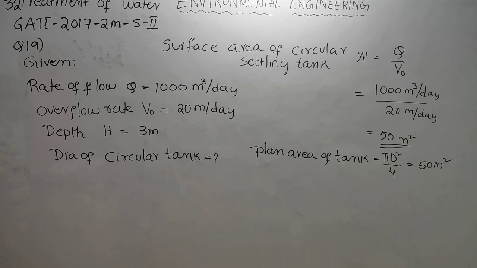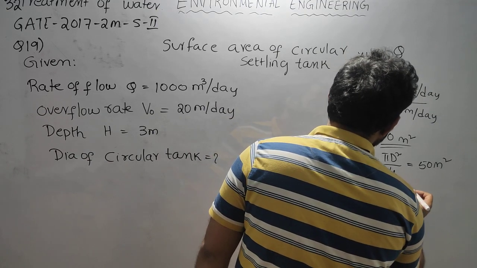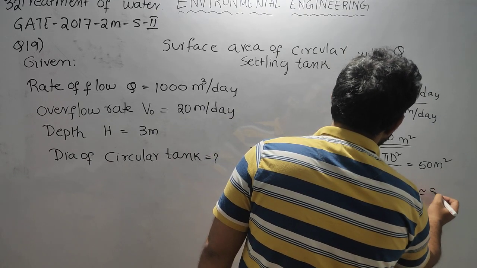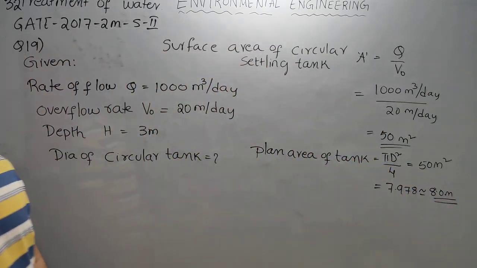That is equal to 7.978, rounded off to 8 meter. 7.978 is nearly equal to 8.0 meter. So this is the diameter of the circular sedimentation tank or circular settling tank.